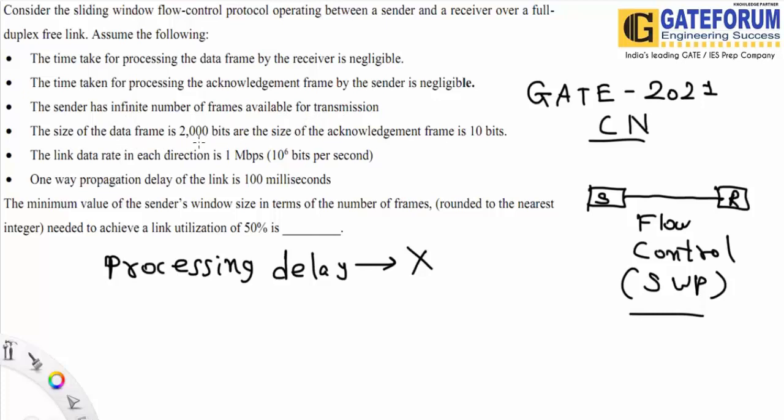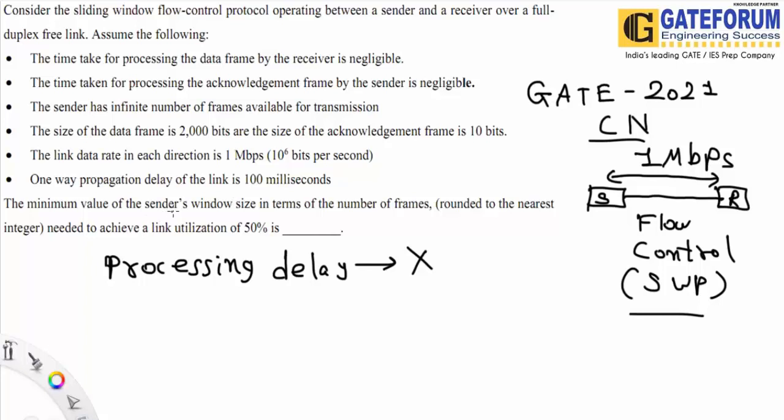The size of the data frame is 2000 bits and the size of the acknowledgement frame is 10 bits. The link rate, or bandwidth, is 1 Mbps in both directions. From the sender to receiver the bandwidth is 1 Mbps, and from the receiver to sender it is also 1 Mbps, which is 1 megabit per second. One way propagation delay is 100 milliseconds.